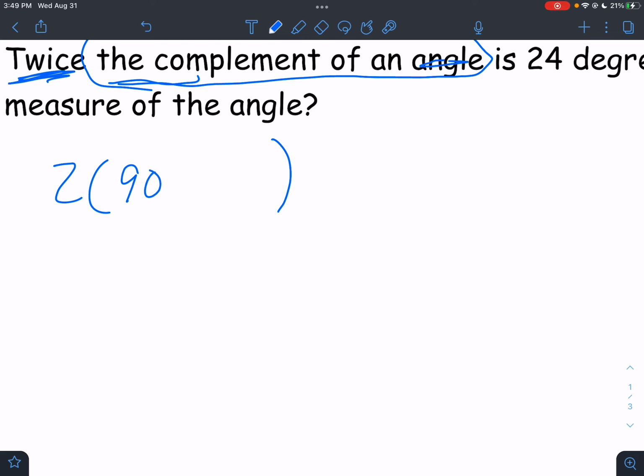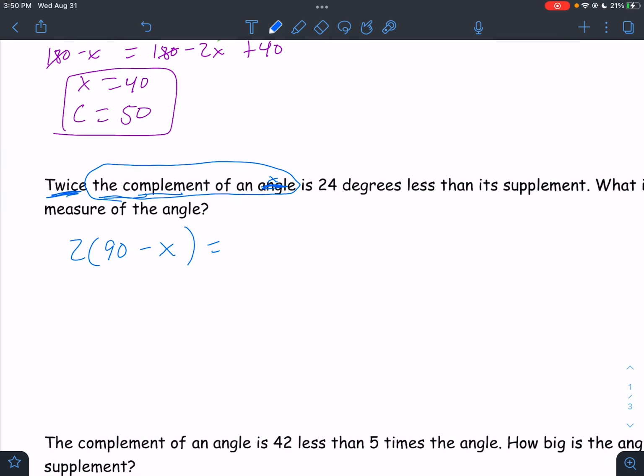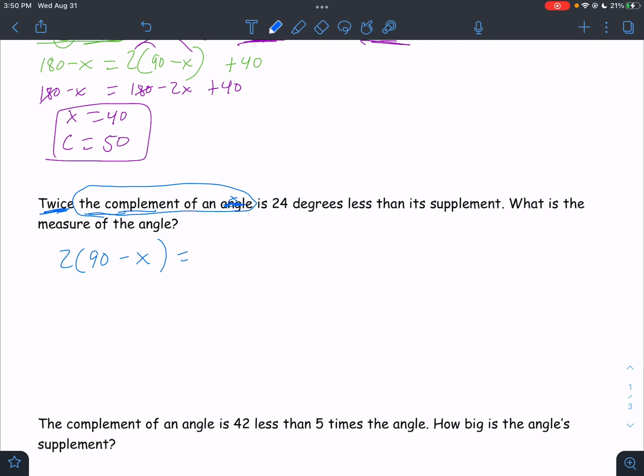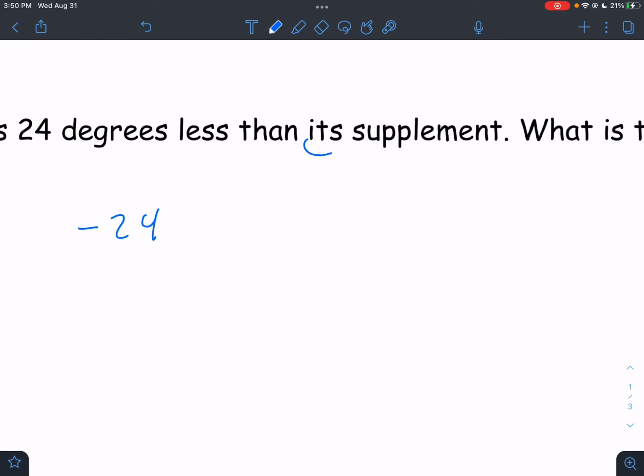We're going to say the angle is x. So it's like the complement of x. The complement of x, 90 minus x, equals 24 degrees less than. Subtraction matters a bit more. You have to put that at the end. That's 24 degrees less than. That's minus 24. Something minus 24. 24 degrees less than its, what is it? That's like x. It's 24 degrees less than x's supplement.